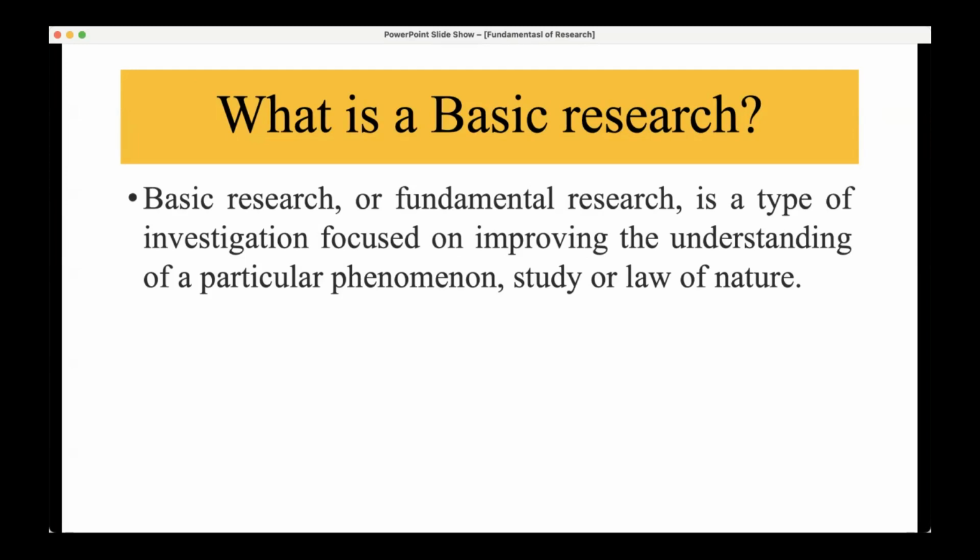When we are doing the basic sciences, mostly we conduct the basic research. But it does not mean the basic research means the research in the basic sciences. No. You can do even the clinical research in the basic sciences, and you can do even the basic research in the clinical sciences. Let's see what are other important things.